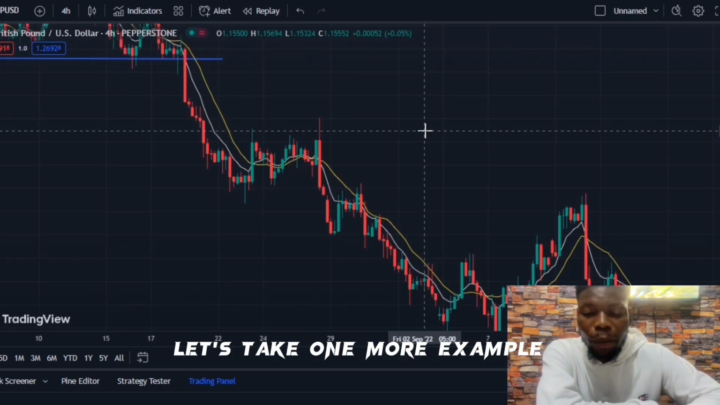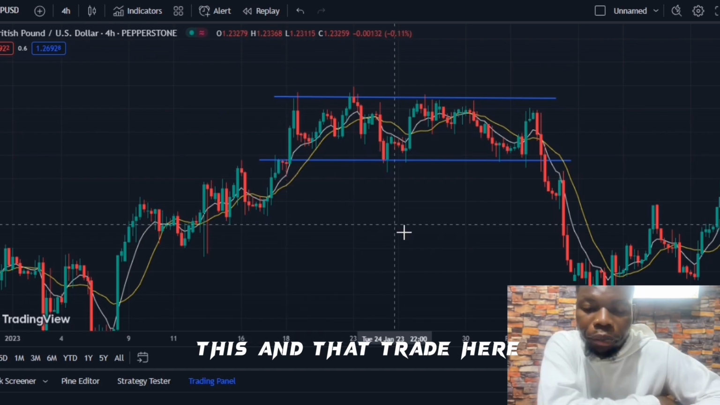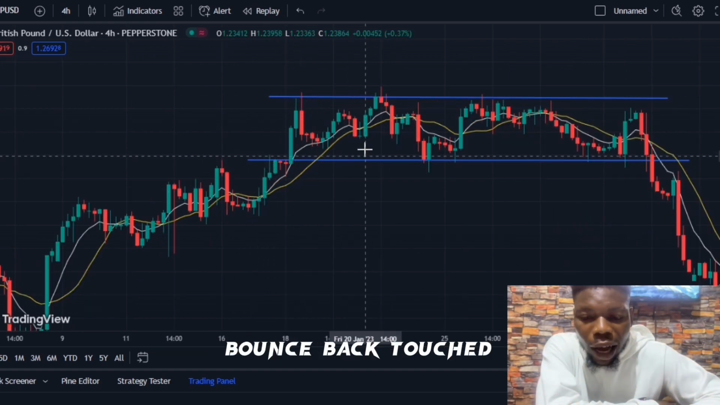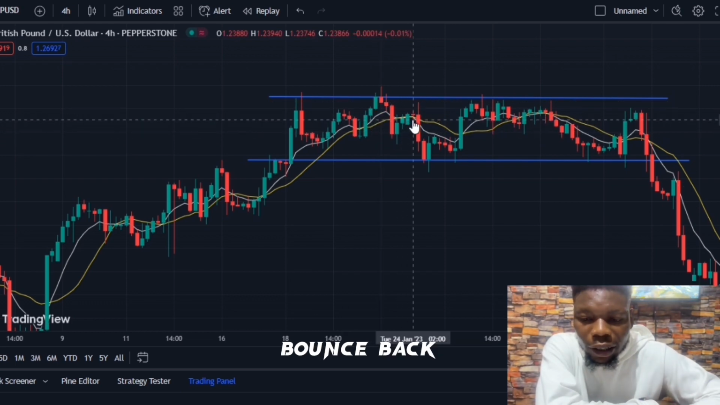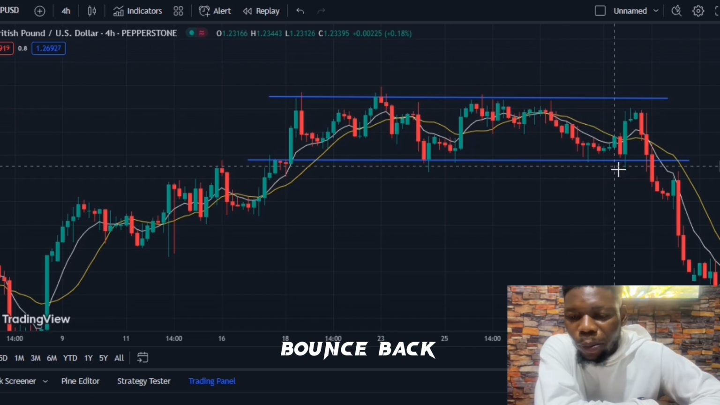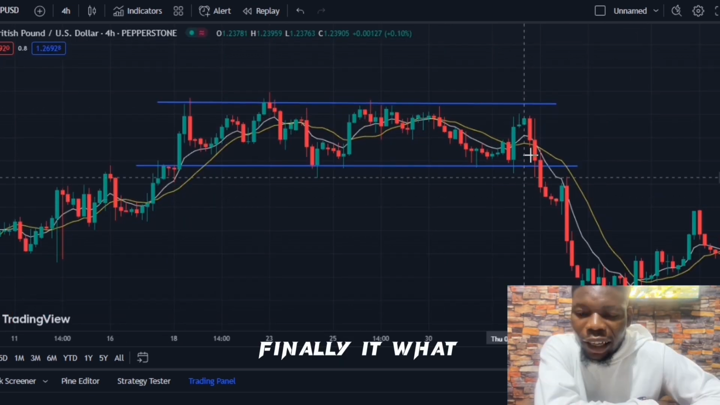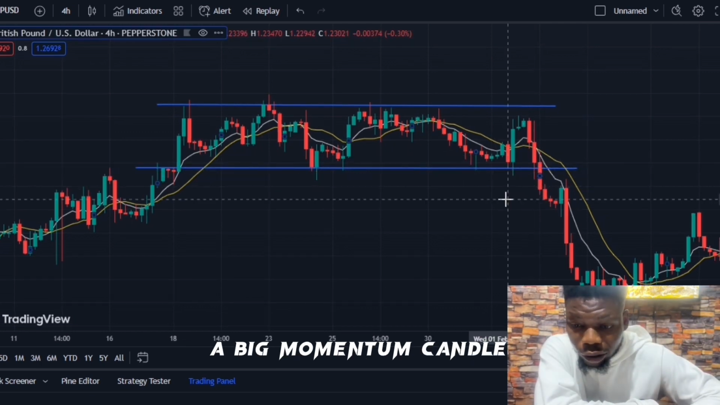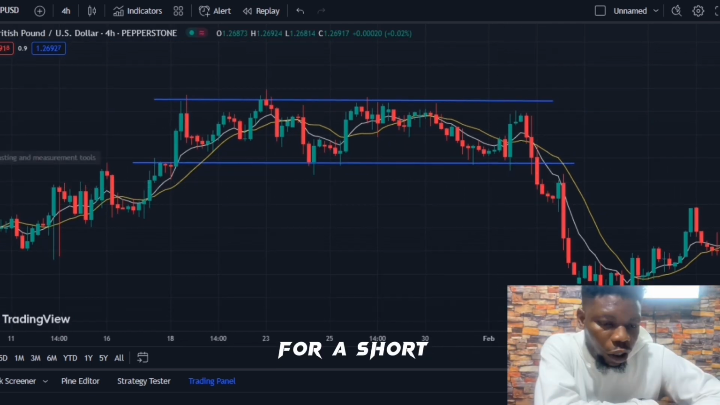Let's take one more example. This trade here is another trade setup. The market touched our resistance, bounced back, touched the support, bounced back, touched, bounced back. Finally, it broke out here with a big momentum candle. Then we enter for a short.